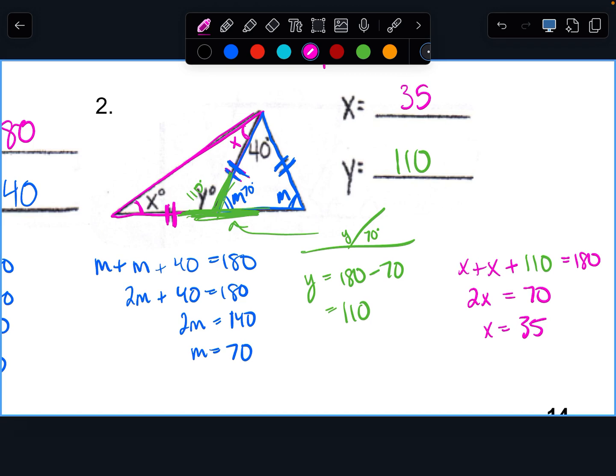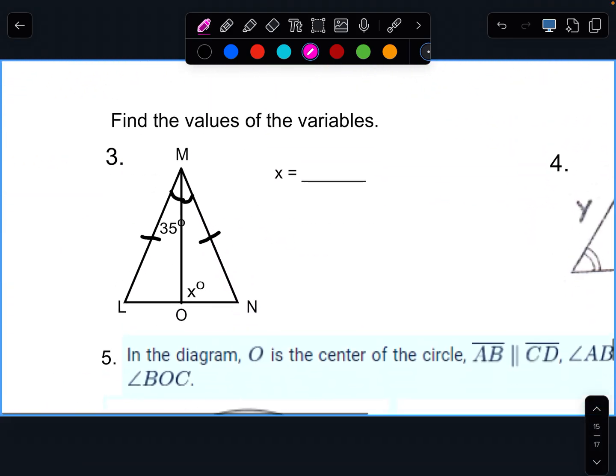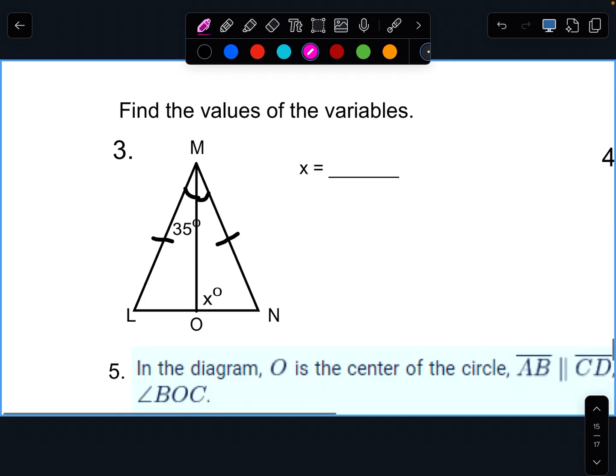Hey, you got a grade on your notes, just so you know. You're not taking them all. It's like the easiest thing to get points for.